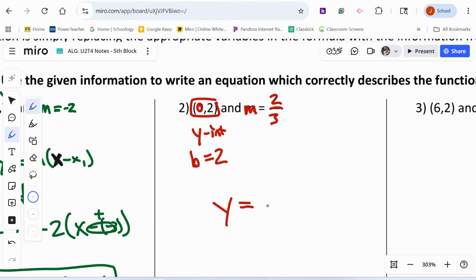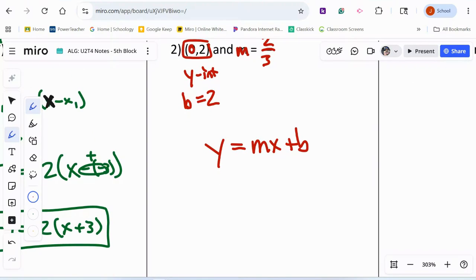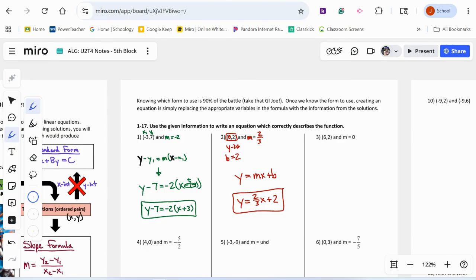So if we take our formula for y equals mx plus b, or we all know what does f(x) say, right? y. So we could have either of those. We can replace m with 2/3. We replace b with 2. And Bob's your uncle. We've got an equation there.